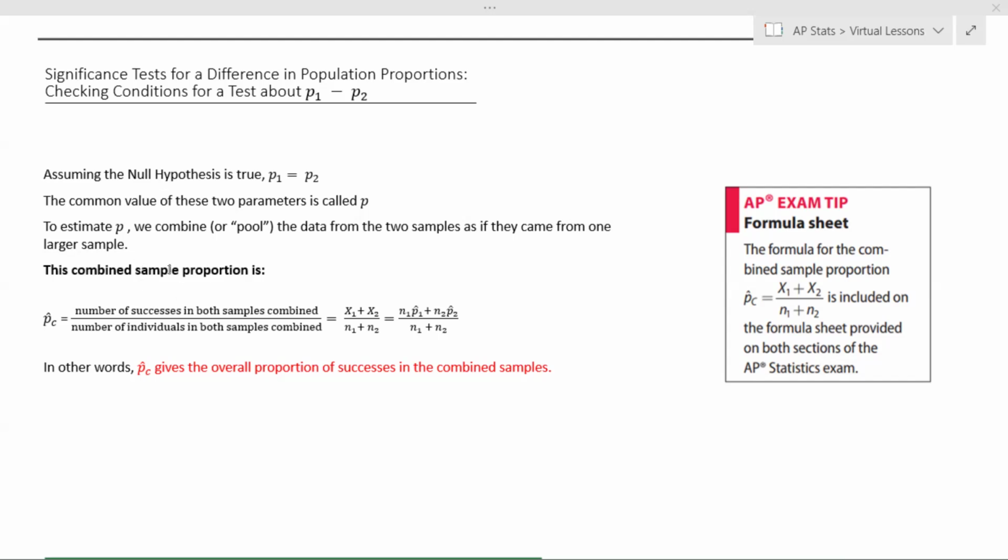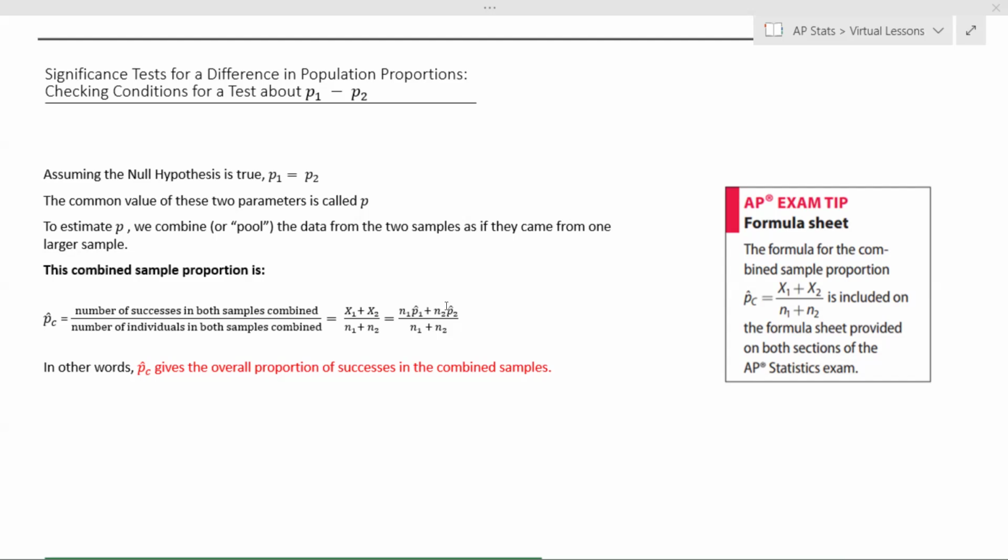So the combined sample proportion is p hat sub c equals the number of successes in both samples combined divided by the number of individuals in both samples combined. So it's essentially x1 plus x2 over n1 plus n2. And to get the number of successes, you just do n1 p hat 1 and n2 p hat 2. In other words, p hat sub c gives us the overall proportion of successes in the combined samples.